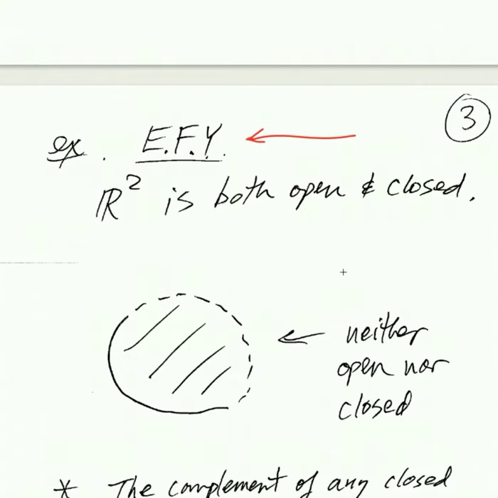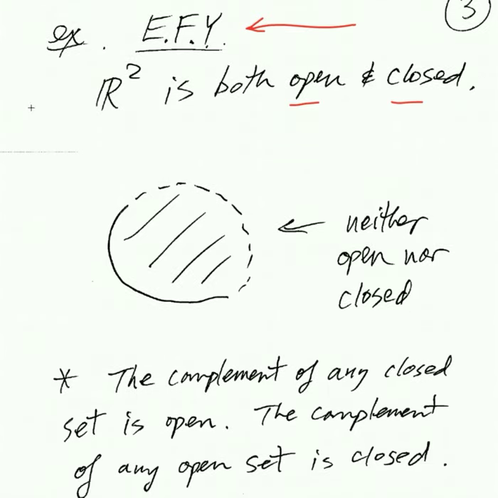Okay, so, an exercise for you: the entire plane is both open and closed. Can you prove that? The entire plane is both open and closed. The empty set is both open and closed. But there are no other such sets.